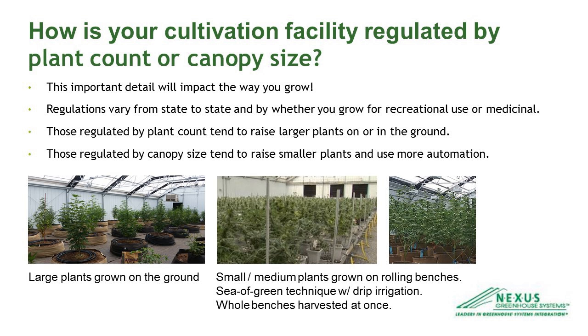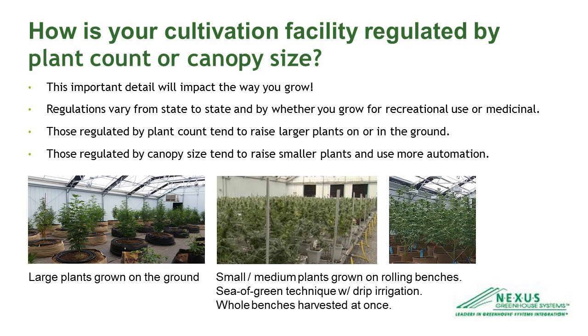Then in the middle picture, you can see smaller plants growing sea of green style on rolling benches with automated irrigation. And then on the right-hand side, you'll see what we recommend as the average size plant, somewhere around 4 square feet per plant, a 2x2 size or whatever, in a 5-gallon pot. That's more of your scrog technique. It's still trellised, it's probably topped, and it tends to be a little bit larger than your sea of green plants. And that's also grown on a bench.